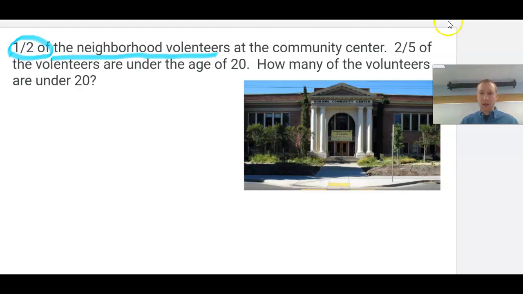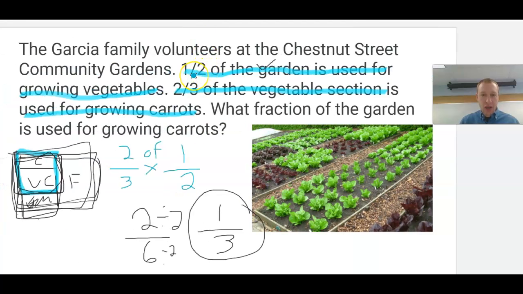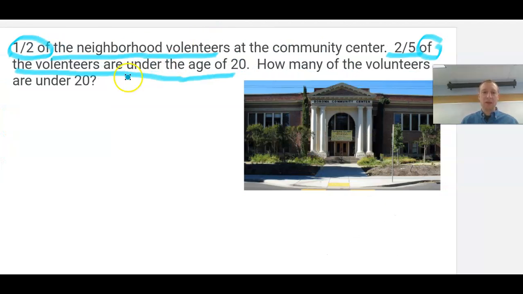Let's see. 2/5 of the volunteers are under 20. So there's that word "of" again, right? We saw that in the first question. Half of the garden is used for vegetables, 2/3 of the vegetable section. So here we've got another "of" question, a piece of a piece, right?